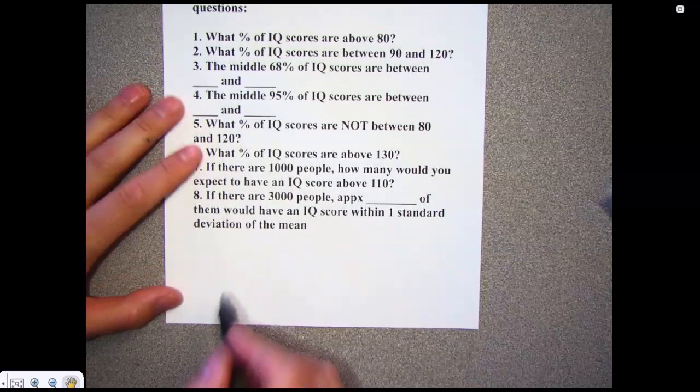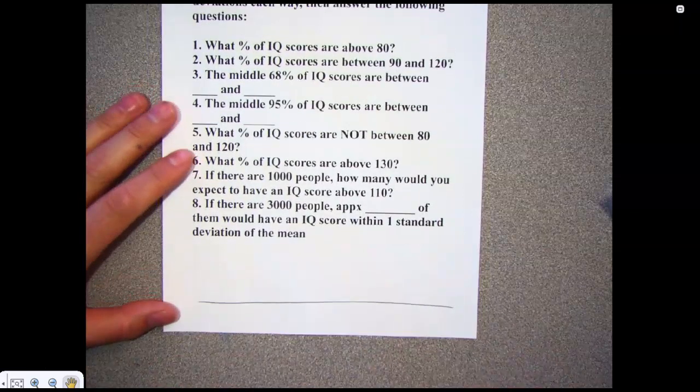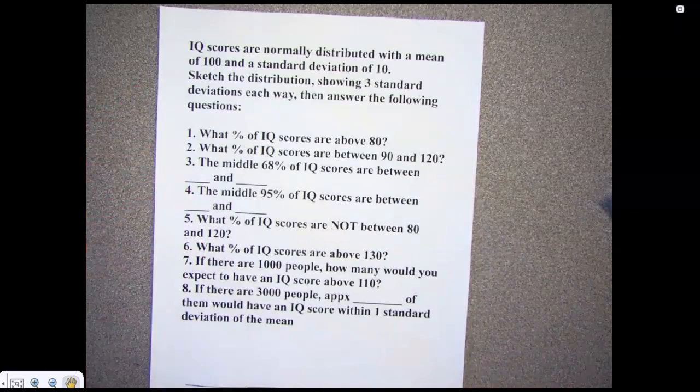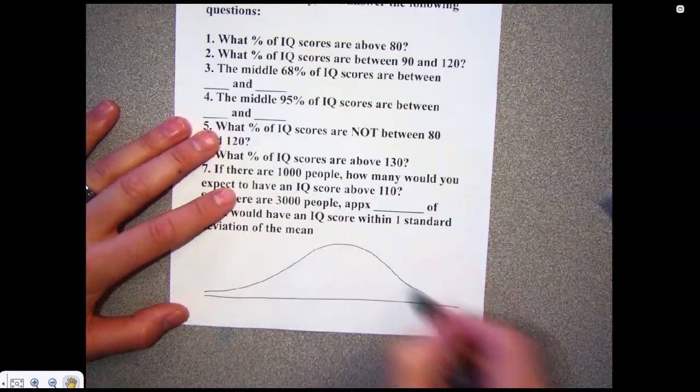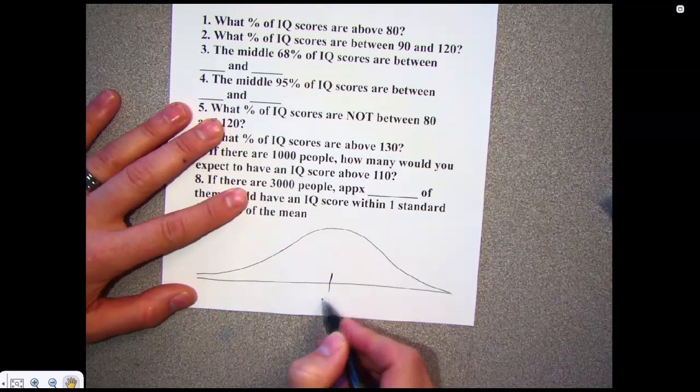So, let's draw this at the bottom because there is some space down there. The first thing says, IQ scores are normally distributed with a mean of 100 and a standard deviation of 10. Sketch the distribution showing 3 standard deviations each way. So, you can draw your normal curve. Mean is 100.